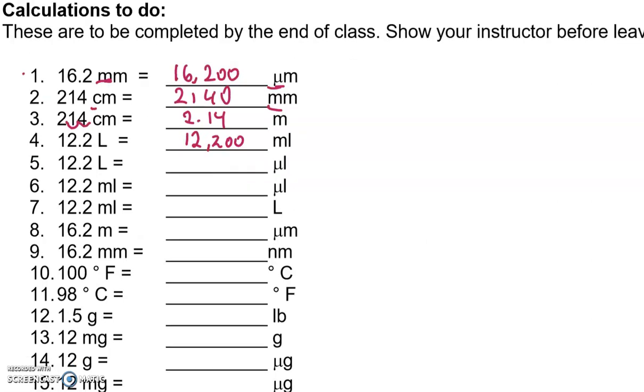On 5, we're going from 12.2 liters to microliters. Now we're moving the decimal point by 6 places. From the base measure to micro is 6 decimal places, and we need to move to the right because we're going from a larger to a smaller unit measure. So we will end up with 12,200,000. There are a couple ways you can write this. It will be 12,200,000 microliters. It's kind of annoying to write all these zeros, so you can do scientific notation.